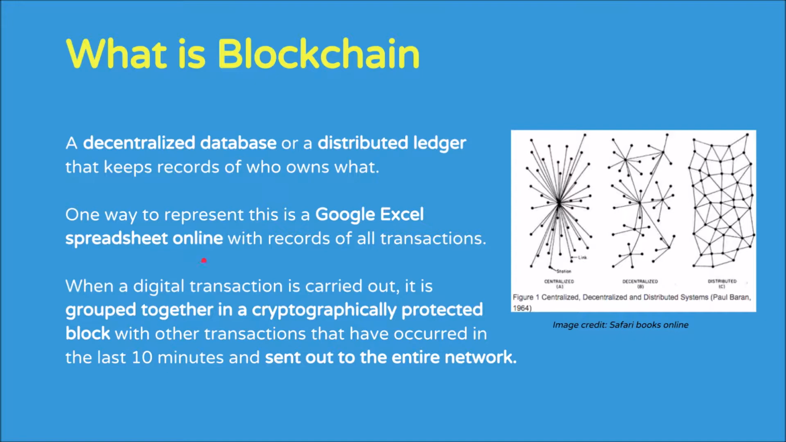One way of representing the open ledger is using the concept of Google spreadsheets. We can all see an open spreadsheet and all the records of the changes or the transactions. The difference here is that in a blockchain, no one can modify it. You can only add to it, which reduces illegal changes by keeping a record of all the transactions.